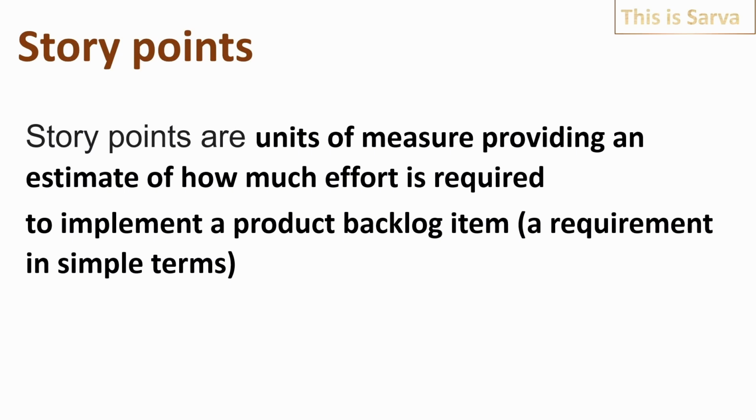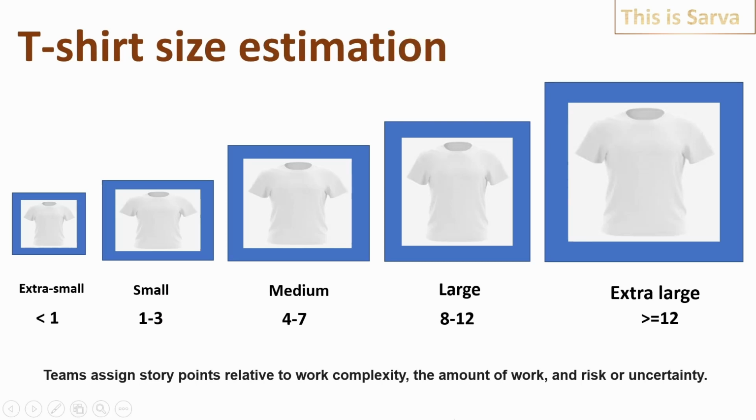So let us move on to T-shirt size estimation. In T-shirt size estimation, the sizes used are the sizes used in the US, from extra small to extra large. There are 5 sizes: extra small, small, medium, large, and extra large. Typically, a lot of project members make the mistake of directly connecting a story point with the number of hours or number of days, which is not right.